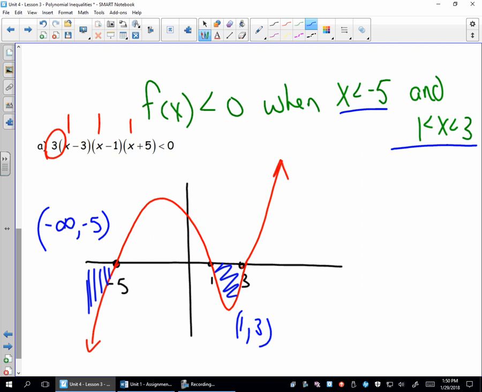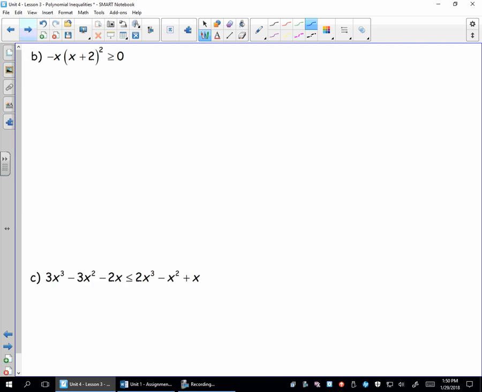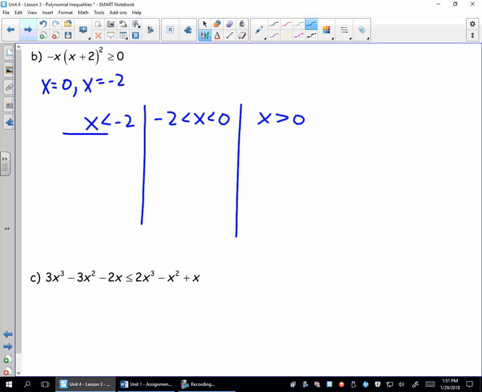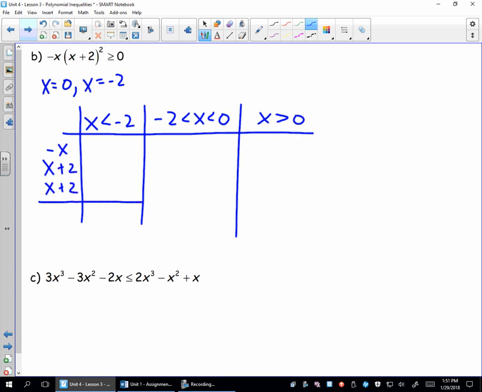I'm going to get you guys to try one. We're going to algebraically solve this, and we'll graph and check our solution, okay? So, what are my zeros? I got 0, and I got -2. My leftmost one is -2. I gotta go to 0. That'll be bigger than 0. And what are my factors that actually make up my expression? A -x, an x plus 2, another x plus 2, and then the function.